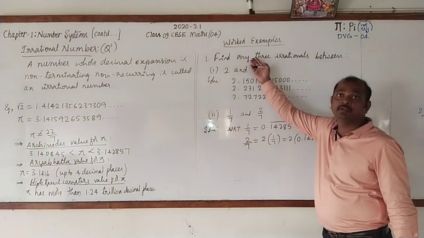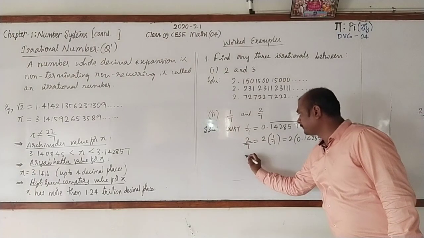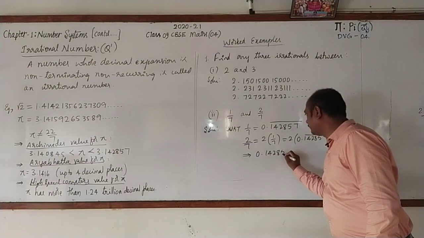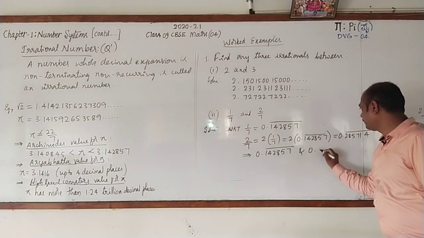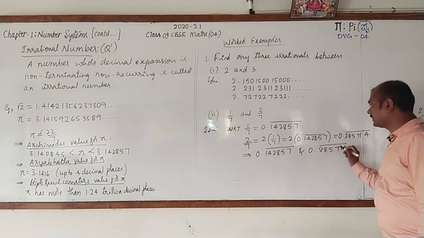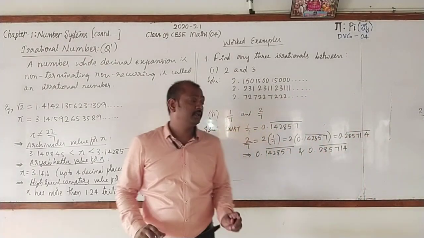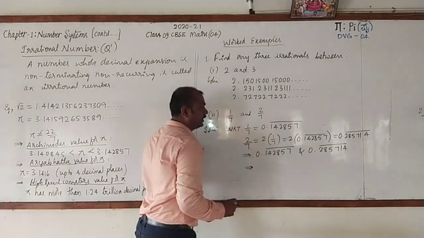Now, between these two, we have to write some irrational numbers. How many? 3 irrationals should be written. Here, 0.142857 bar and 0.285714 bar. These are the two values. Between these, we have to write non-terminating, non-recurring numbers. I'll go for writing them one by one.